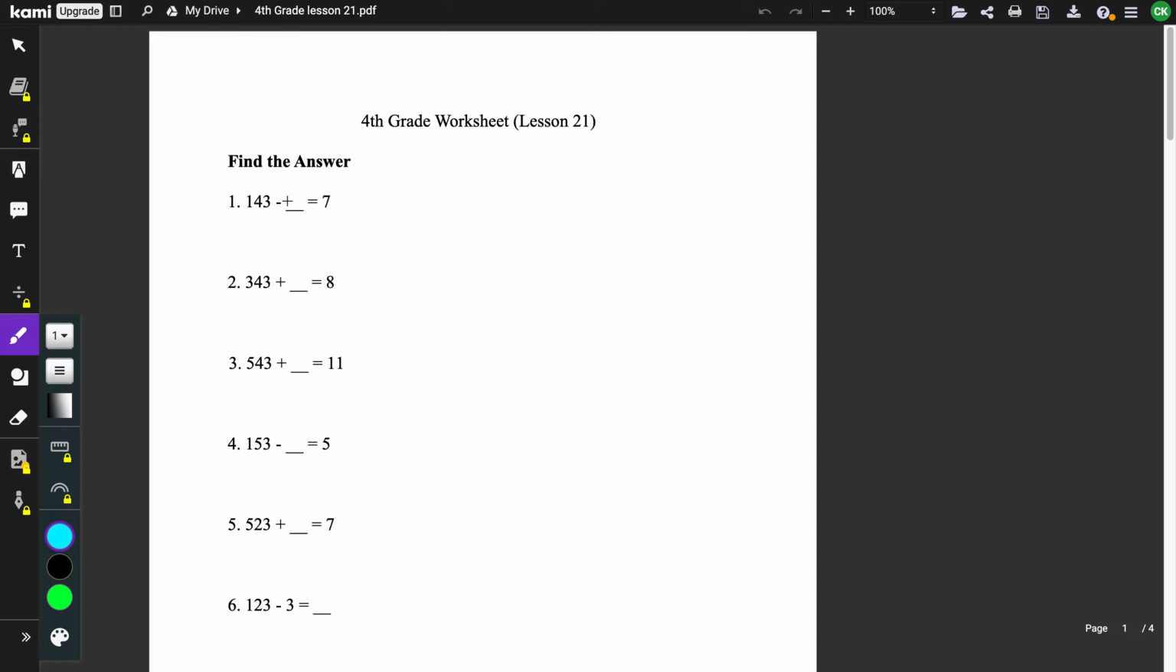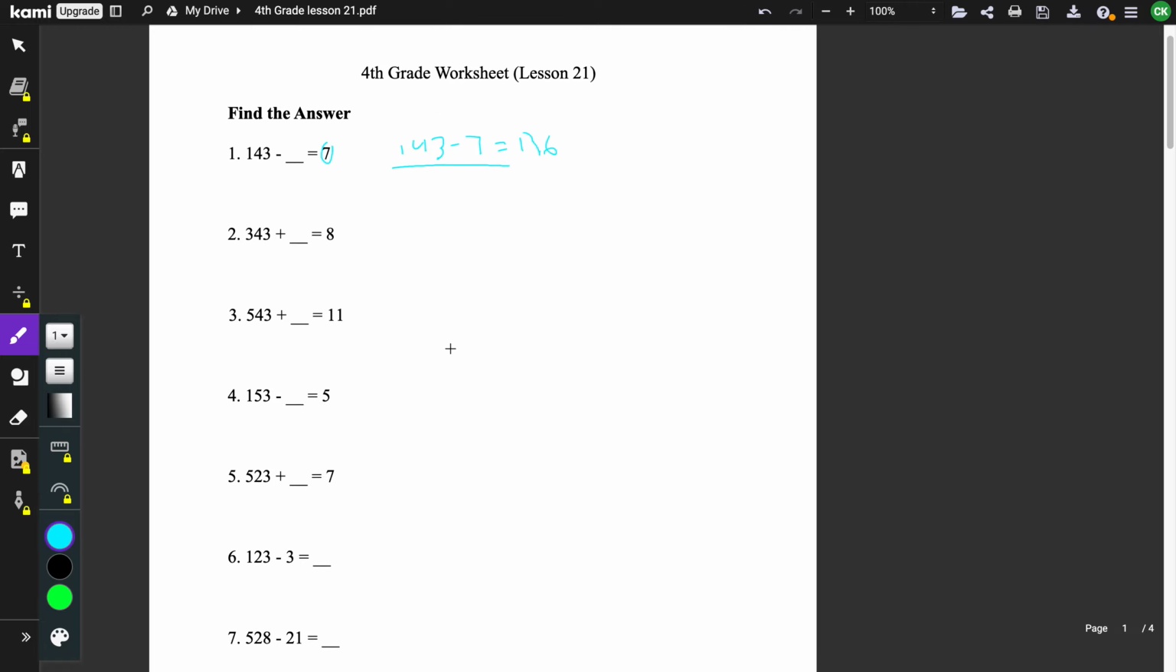When we have answers like these, typically what I would recommend is just doing 147 minus 7. The reason is there has to be a number that must subtract 143 to get 7, so the only way to do that is with this sequence. So 143 minus 7, what is that? That's pretty easy, I think. That's 136. So yeah, the answer for number 1 is 136.